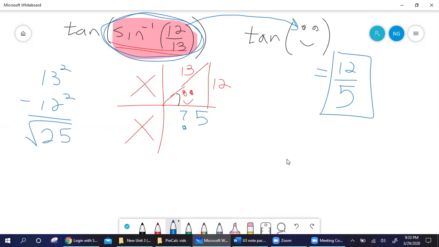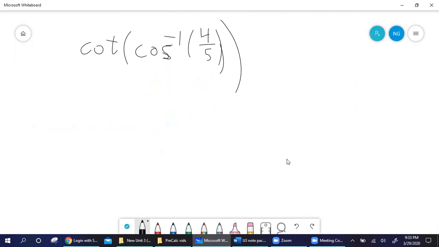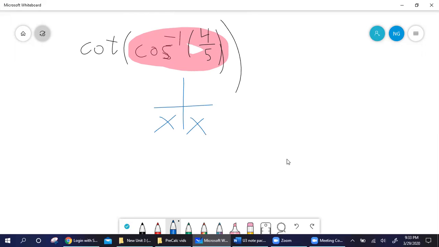Exact same logic on the next one, which is the cotangent of the inverse cosine. Oops, not there yet. Inverse cosine of 4/5. Okay, so working inside out. Inverse cosine. Inverse cosine means cross out the bottom. The number is positive, so I'm in the first quadrant.